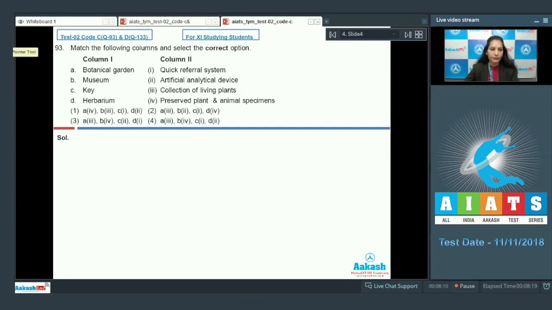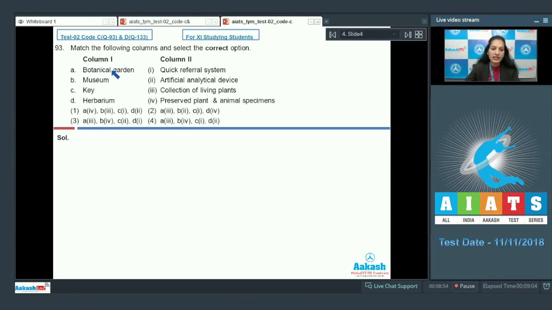Question number 93. Match the following columns and select the correct option. In column 1, you are given with the taxonomical aids, and in column 2, their features. You need to match the taxonomical aids with their correct features. A. Botanical garden. B. Museum. C. Key. D. Herbarium. And here first, quick referral system. Second, artificial analytical device. Third, collection of living plants. Fourth, preserved plant and animal specimens.